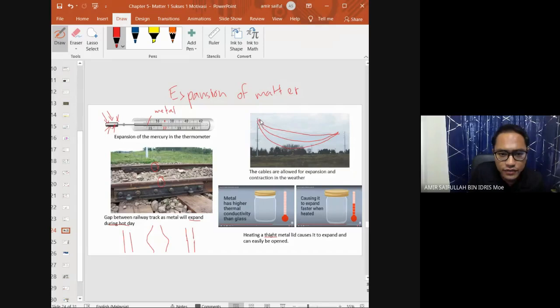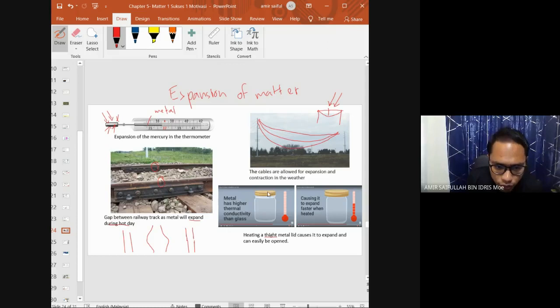Okay, in very hot weather, if you place it very tight, the metal will expand during the hot day. When it cannot expand, it will break. That's why you leave it loose, so it can expand freely. It can expand and it can contract. So no problem, to allow the expansion and contraction in the weather.